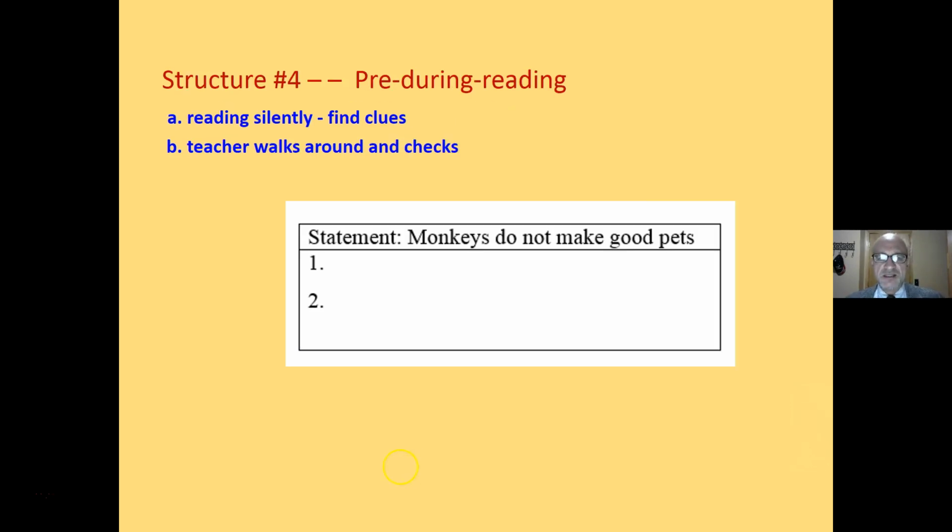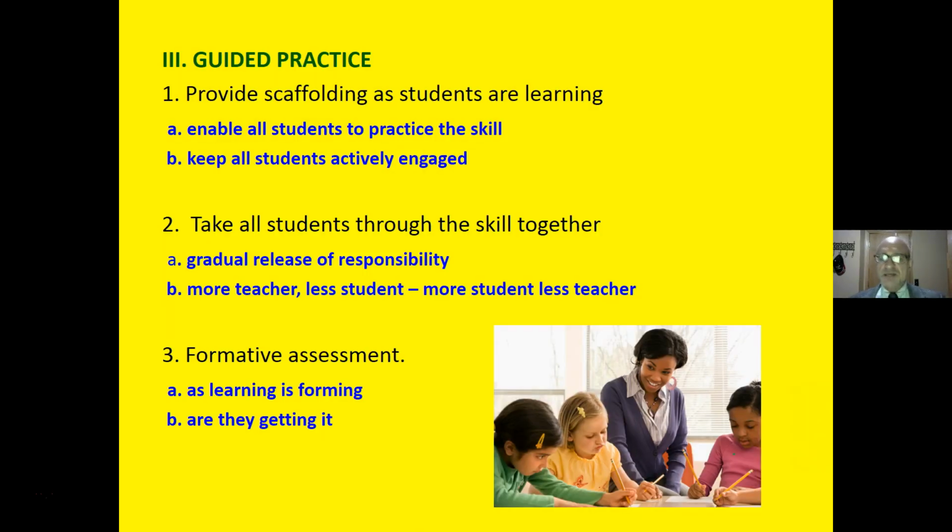Structure 4. Read silently. Find the clues. And they read the next section, they write it down, and I'm walking around to check to make sure that they're getting it. See how I am assessing? I'm not assessing, I'm just being a good kid watcher. I'm evaluating to see if students have got it. Guided practice provides scaffolding as students are learning and enables all students to practice the skill and keeps them cognitively engaged. You take them through the skill together.